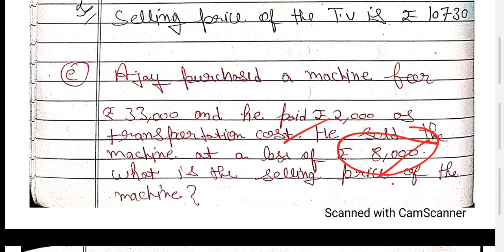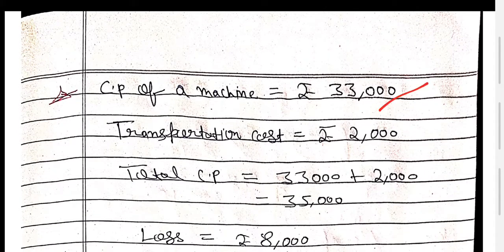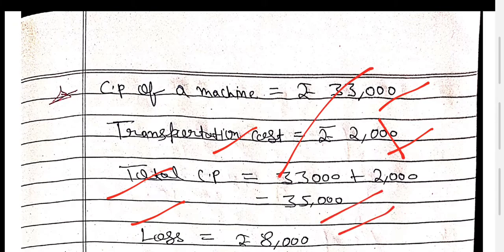When he sold, he had a loss of 8,000. Then what is the selling price of the machine? That is the SP. So the CP of the machine you have this, and the transportation cost you have this. Then what is the total CP? Total CP is 33,000 and then 2,000, that is 35,000.